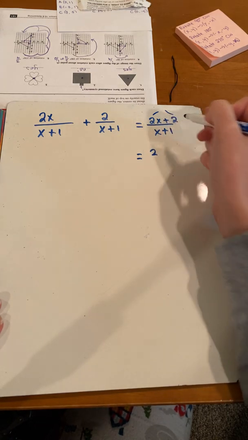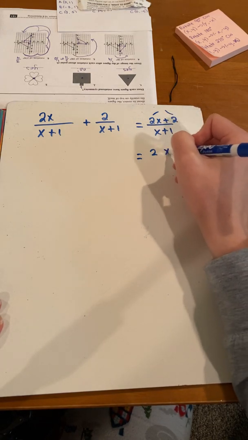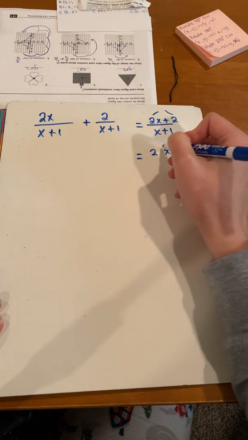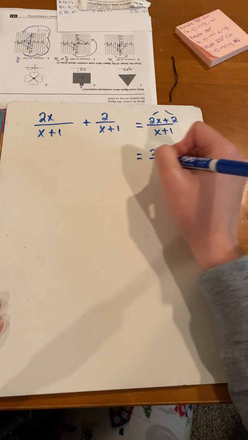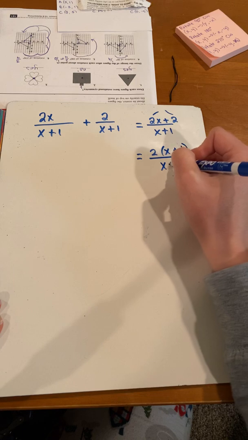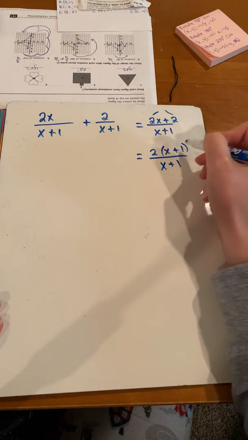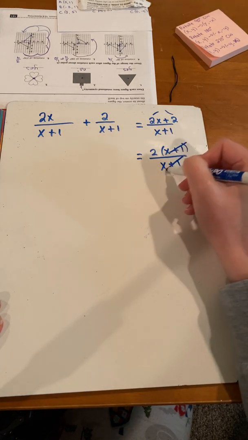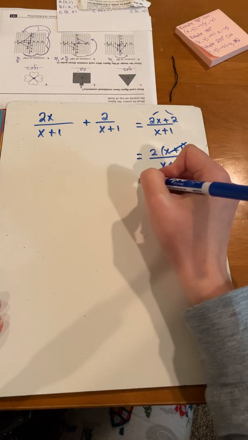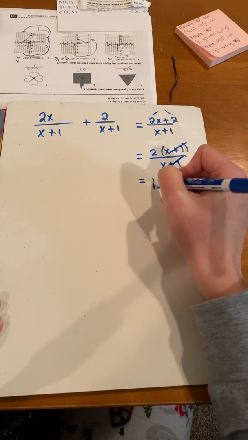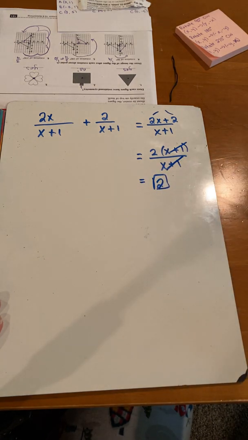If we pull out 2 from our numerator, we're left with x plus 1 all over x plus 1. And now you see you have some easy canceling. You can cancel x plus 1 out of your numerator and denominator. And after you simplify the expression, your final answer is just 2.